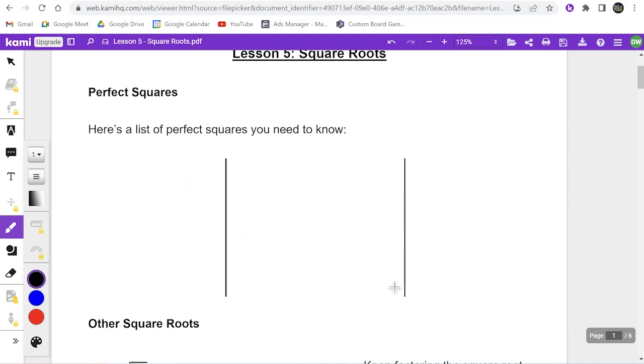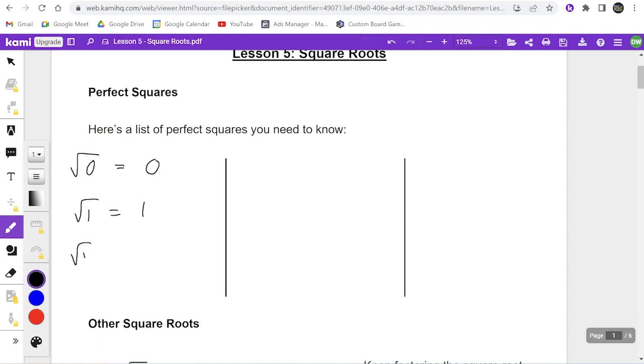So the first thing we're going to do is talk about perfect squares. And I'm going to give you the list of perfect squares you need to know. Maybe you're wondering, what is a perfect square? I'll tell you as an example. Starting from the very lowest square root, we know the square root of 0 is 0. We also know the square root of 1 is 1. And maybe now you're starting to see what I'm getting at here. So think to yourselves, what's the next one?